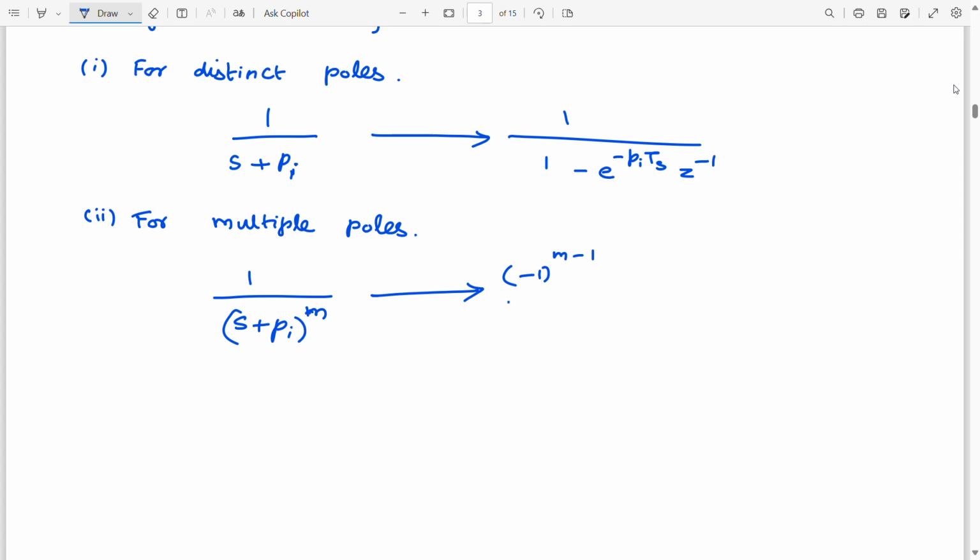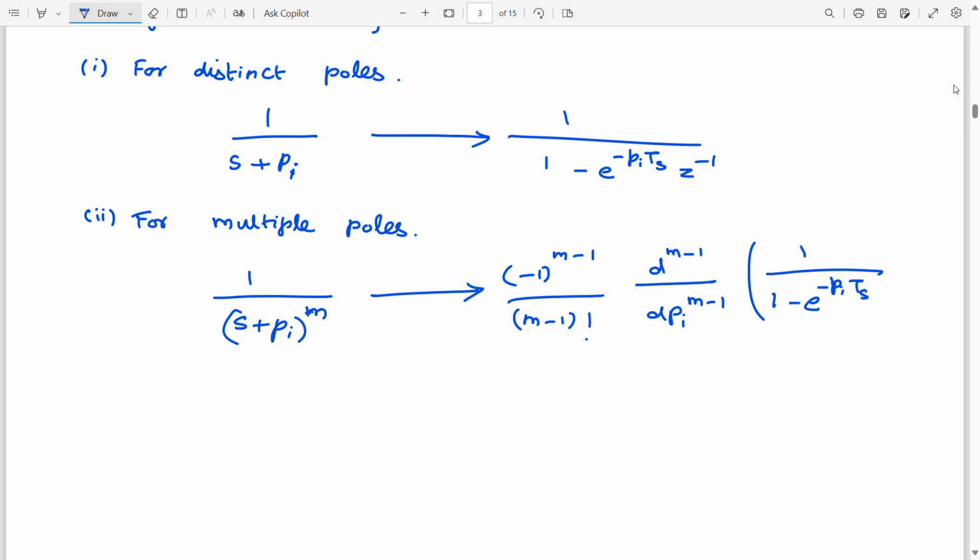minus 1 to the power of m minus 1 over m minus 1 factorial, d power m minus 1 by d pi to the power m minus 1, that is the m minus 1th derivative with respect to pi of the function 1 over 1 minus e to the power minus pi Ts z to the power minus 1.